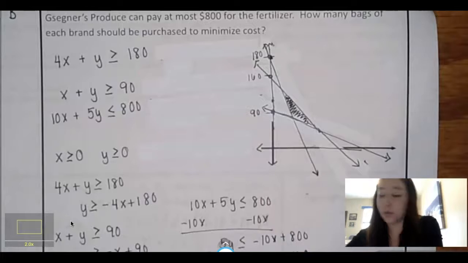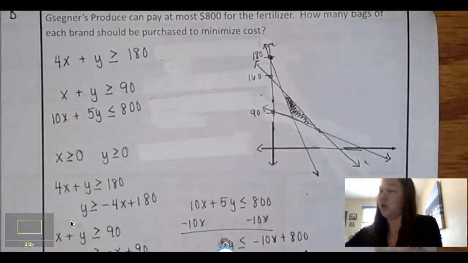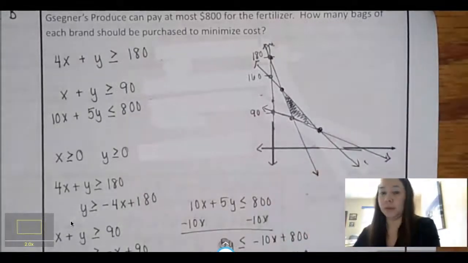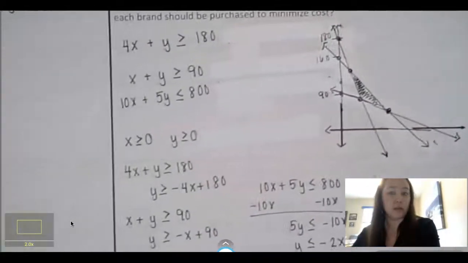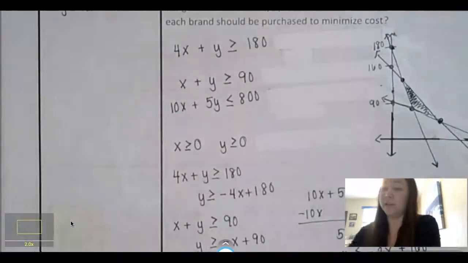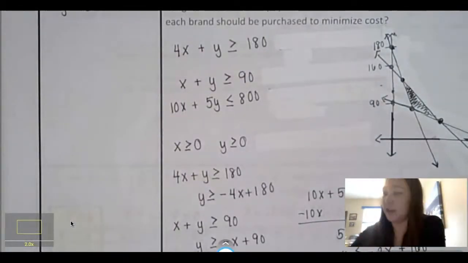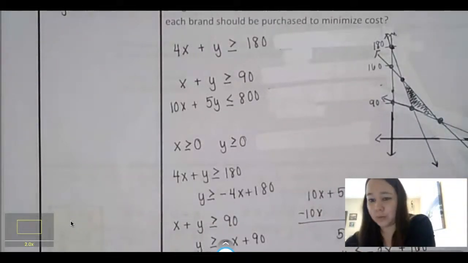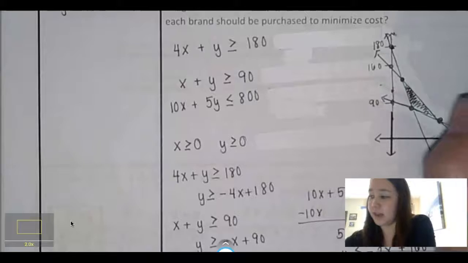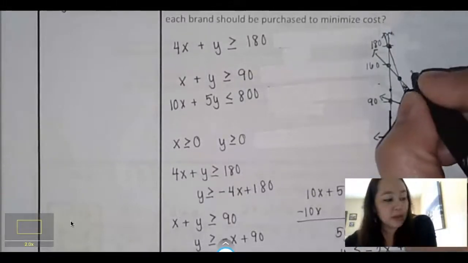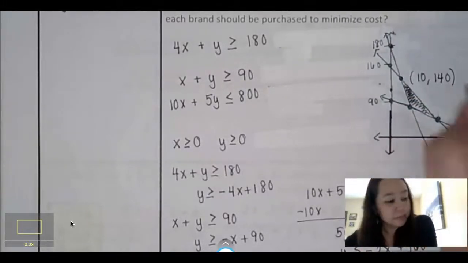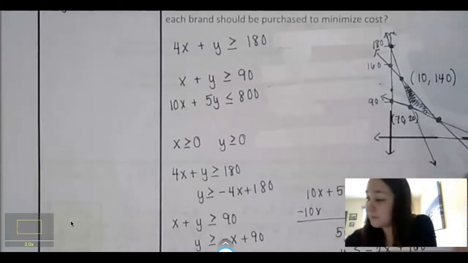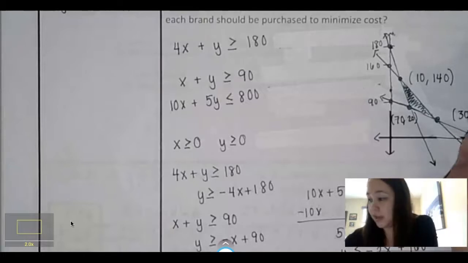So what we need to do is look at the corners of our shaded region. There are a couple different ways that you can find these points. The way that I found them was I graphed these 2 lines in my calculator and looked to see where they intersected. But you can also use substitution or elimination. However you do it, you end up with this being (10, 140), this one is (70, 20), and this one is (30, 60).